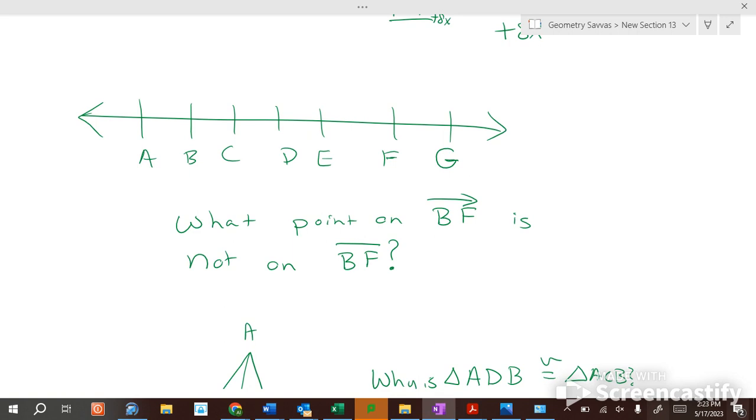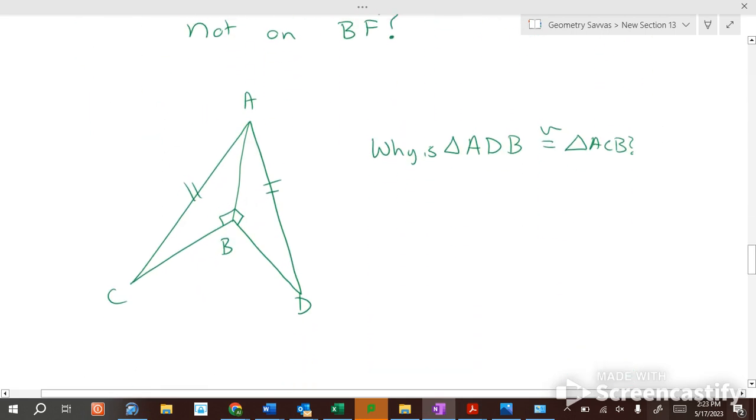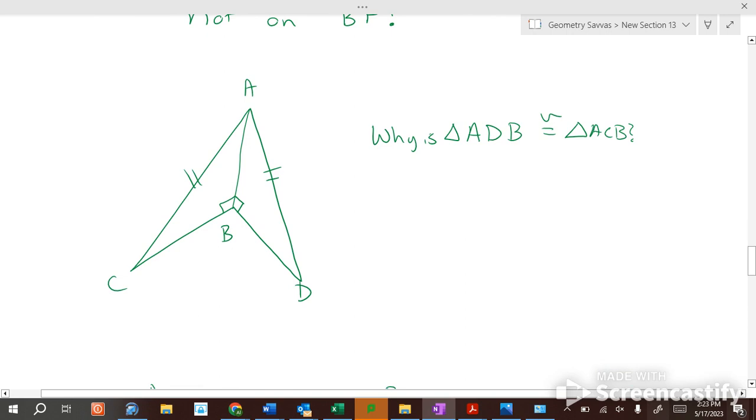So some of you say A, some of you say G. What I say about A is it's not on either one. A is not on Ray BF because Ray BF starts at B and goes through F and keeps going forever in that direction. So G is a point that is on Ray BF, but not on segment BF, because segment BF stops at B and stops at F.